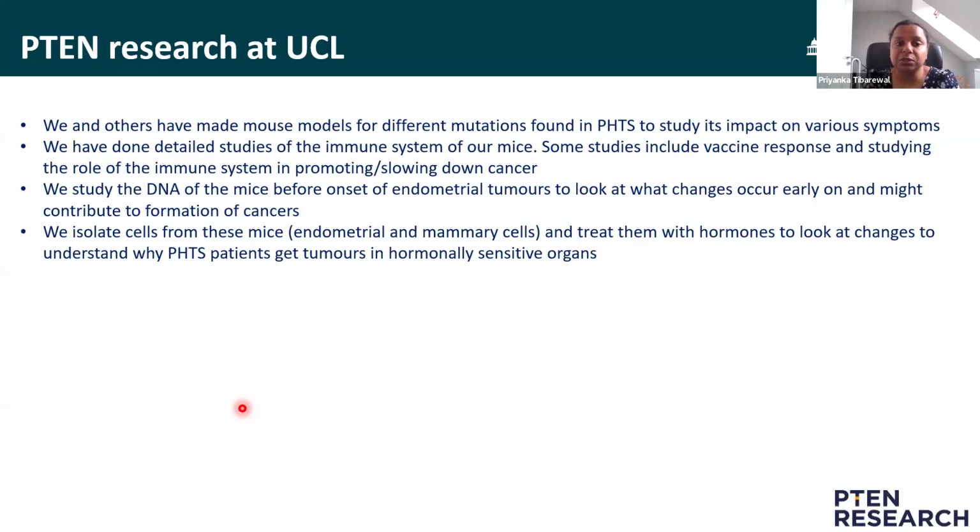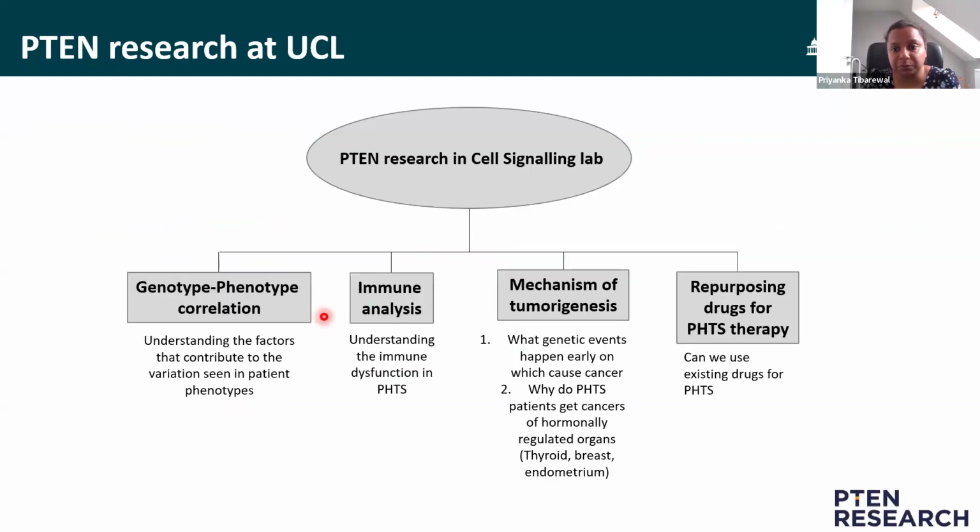What we also do is isolate cells from these mice. We can isolate endometrial cells and mammary cells, treat them with hormones and then look at changes, and try to understand why PHTS patients get tumors in hormonally sensitive organs. So these are some of the research topics that we have in the lab. These are ongoing projects, and we hope to complete them soon.